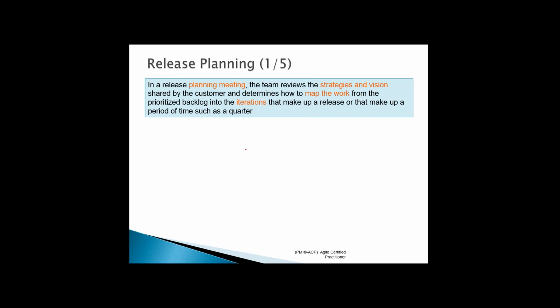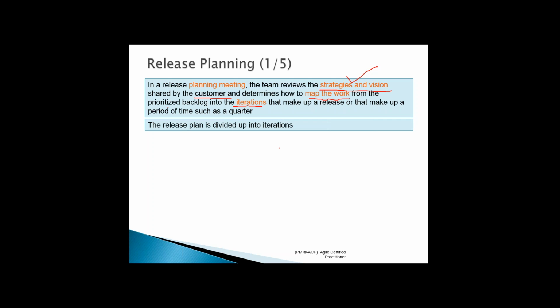During the release planning, the team is going to review the strategies and vision which is shared by your product owner or customer. And the team is going to decide how to map the work from the prioritized backlog into the iterations. This vision and strategy will help the team to pick up the right user stories, thereby providing the right value to the customer.